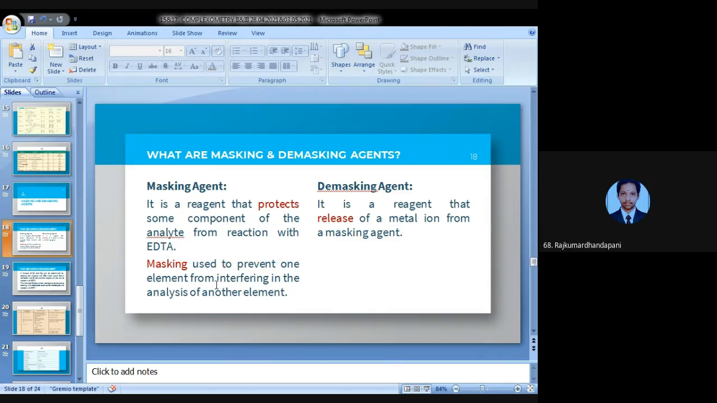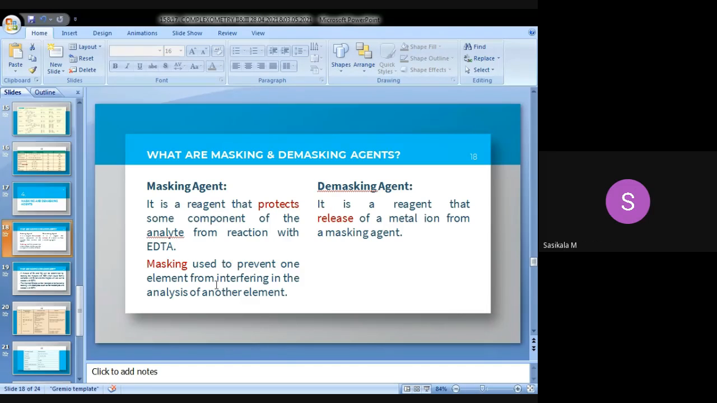But here what happens, masking means directly it is forming some complex and it will be eliminated from the reaction only. Here chemical change occurs. Masking agent makes complex or it forms complex with metal ion. Whichever metal ion is interfering with the titration, with that metal ion your masking agent will form complex. Chemical reaction occurs there. Right.